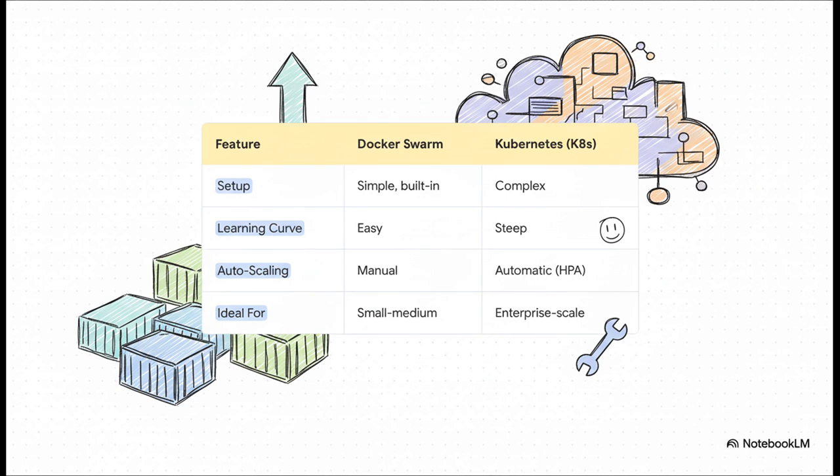And this table really breaks it down perfectly. Just look at the setup and the learning curve. Swarm is a walk in the park. Kubernetes is more like climbing a mountain.